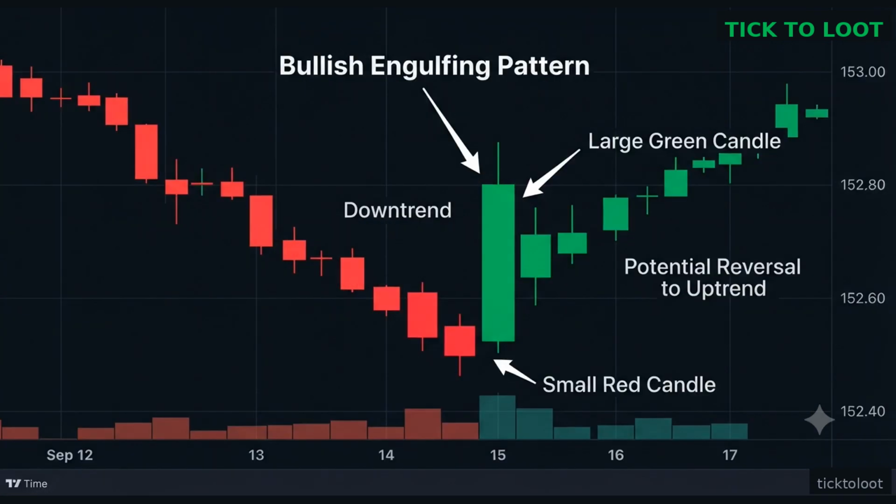The bullish engulfing pattern is the opposite of the bearish engulfing pattern. It occurs when a large green candle completely covers a small red candle. This indicates that the buyers are in control and the price may be about to rise. It's like a big wave of buying pressure that overwhelms the sellers.